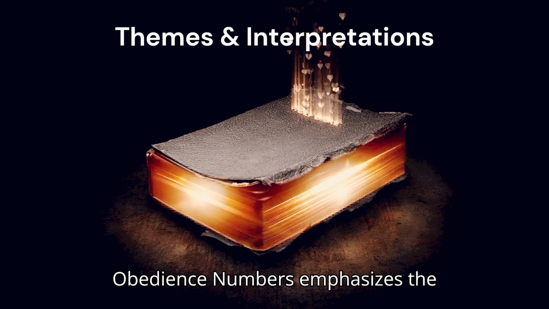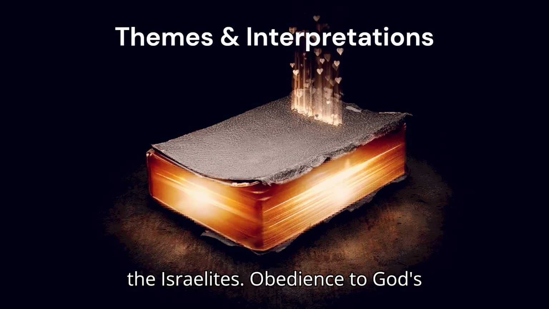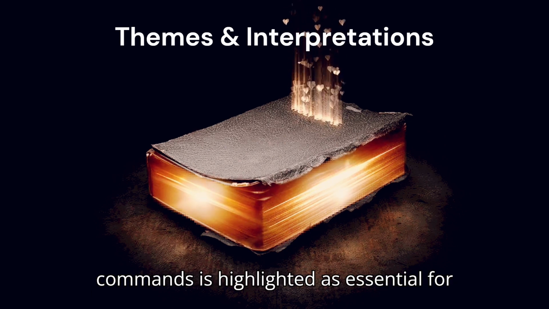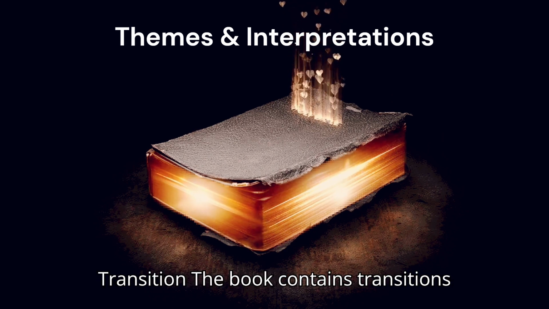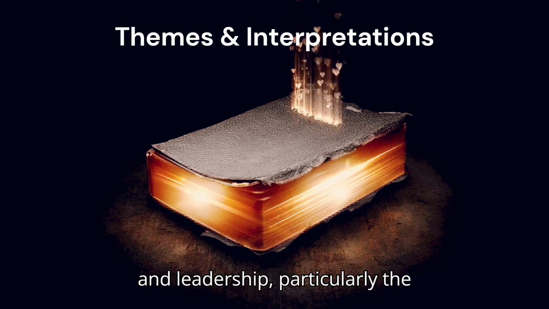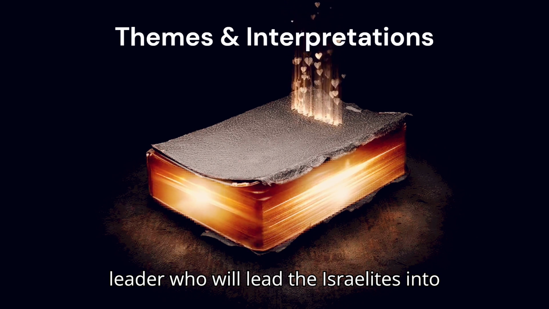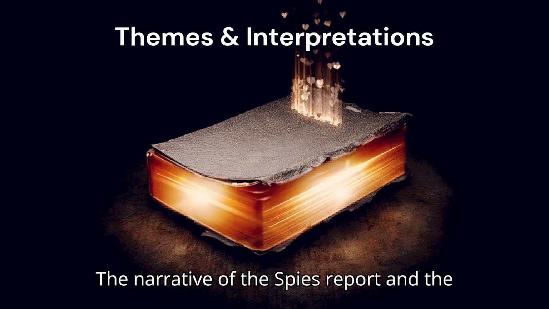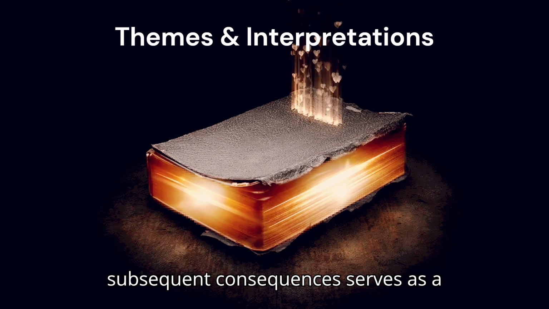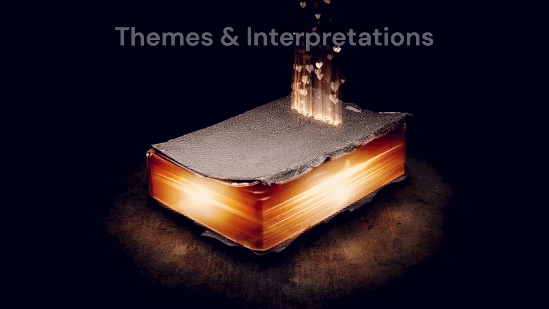Covenant and obedience. Numbers emphasizes the covenantal relationship between God and the Israelites. Obedience to God's commands is highlighted as essential for their well-being and success. Leadership transition. The book contains transitions in leadership, particularly the transition from Moses to Joshua as the leader who will lead the Israelites into Canaan. Consequences of faithlessness. The narrative of the spies' report and the subsequent consequences serves as a powerful lesson about the consequences of doubt and lack of faith.